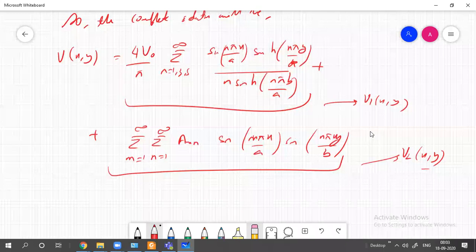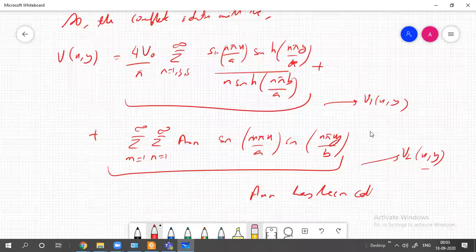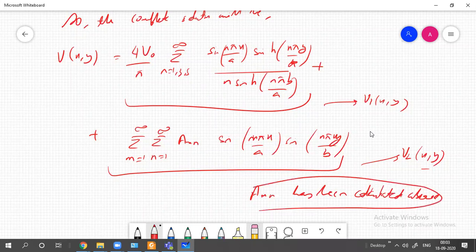And Amn has been calculated above. So in this way we can solve this problem. What we did: we had the problem, and we broke it down into two smaller problems and tried to solve them.